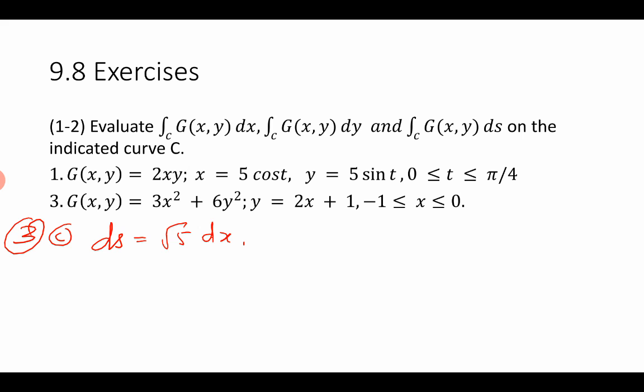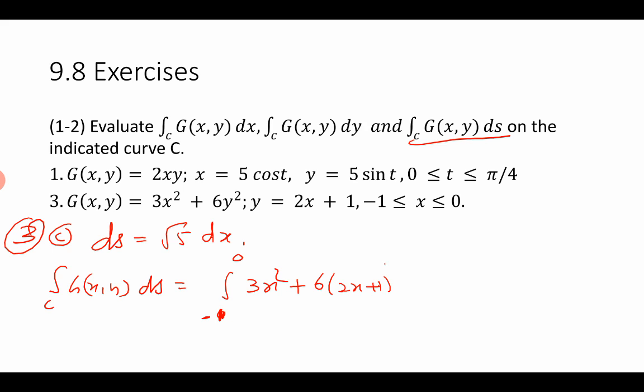Okay, now this term, the integral over C of g(x, y) ds, can be written as the integral from negative 1 to 0 of the same term, 3x square plus 6y square, with y being 2x plus 1, whole square, dx. But ds is root 5 times dx.